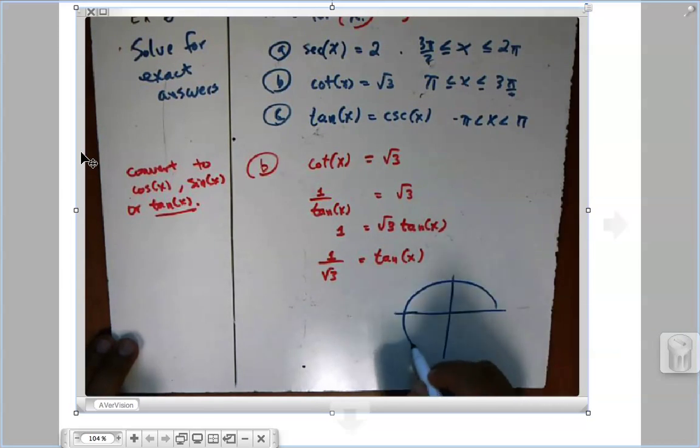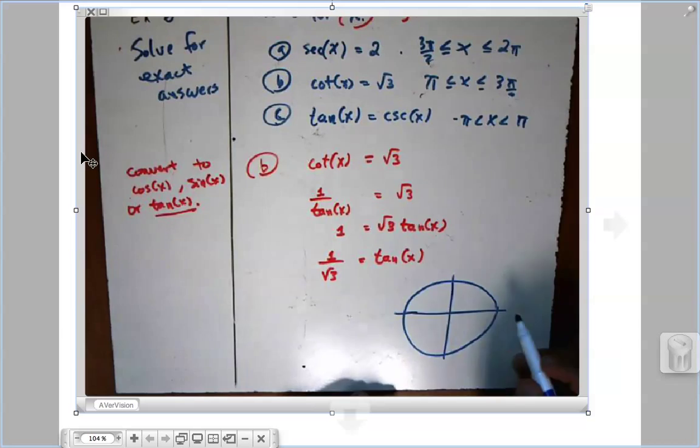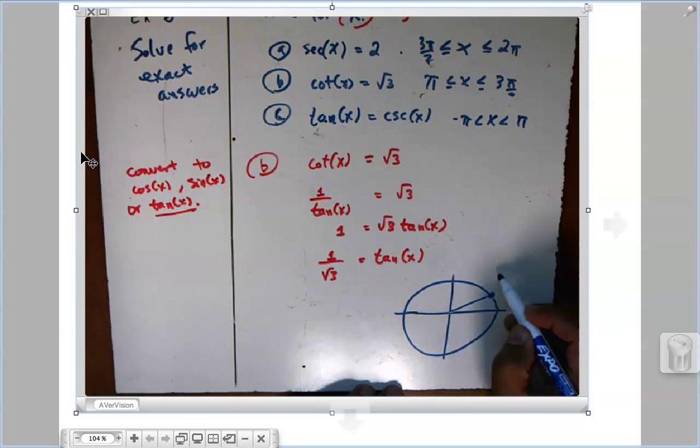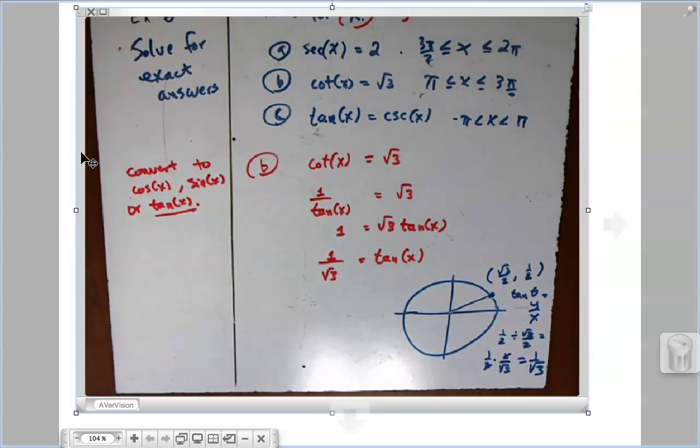And you have to know your unit circle very well in order to get this answer, in order to really make it work. So one of the points that I'm interested in here is this point, which is root 3 over 2, 1/2. So the tangent here of theta is y over x. So at this particular point, it's going to be 1/2 divided by root 3 over 2, which is going to give you 1/2 times 2 over root 3, which is in fact 1 over root 3.